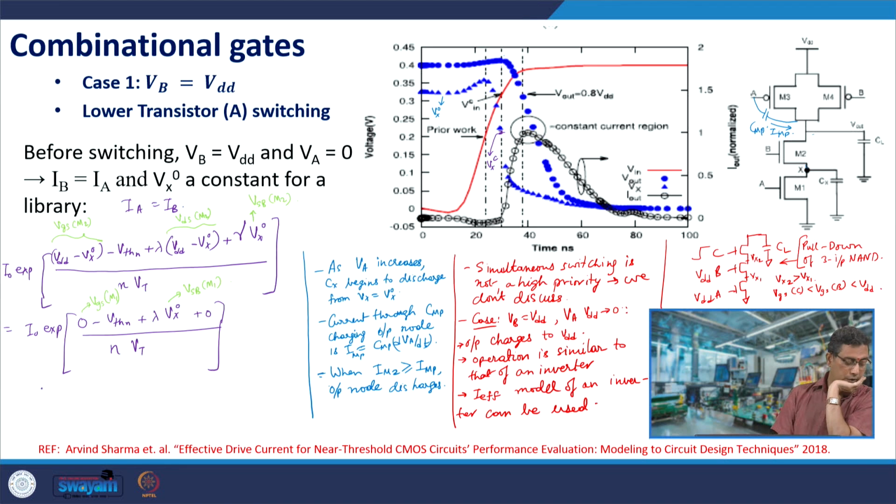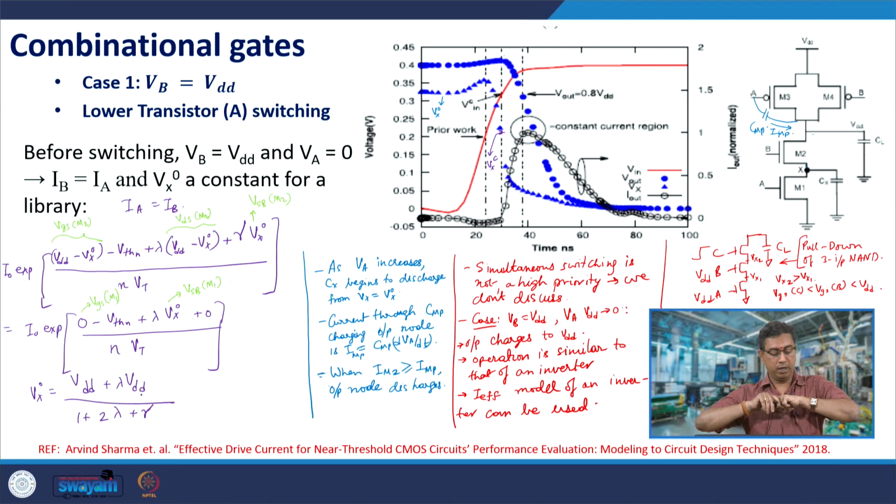So, when we solve this, this gives us Vx naught is equal to VDD plus lambda VDD by 1 plus 2 lambda plus gamma. So, Vx naught is proportional to VDD and the proportionality constant is dependent on device level parameters.